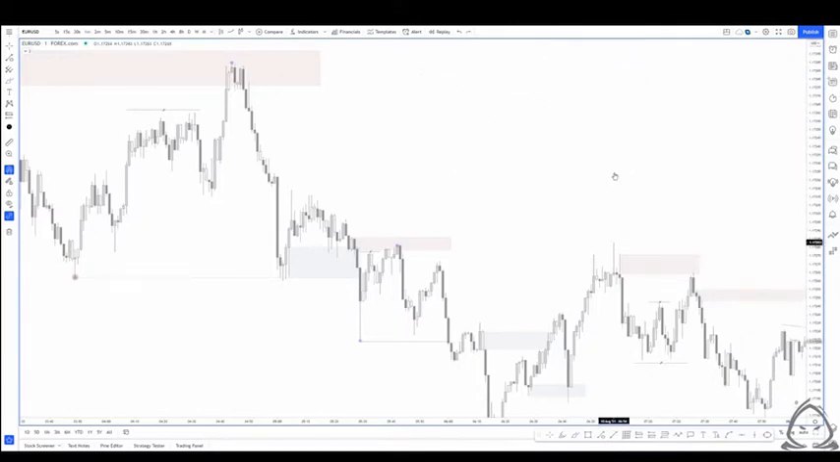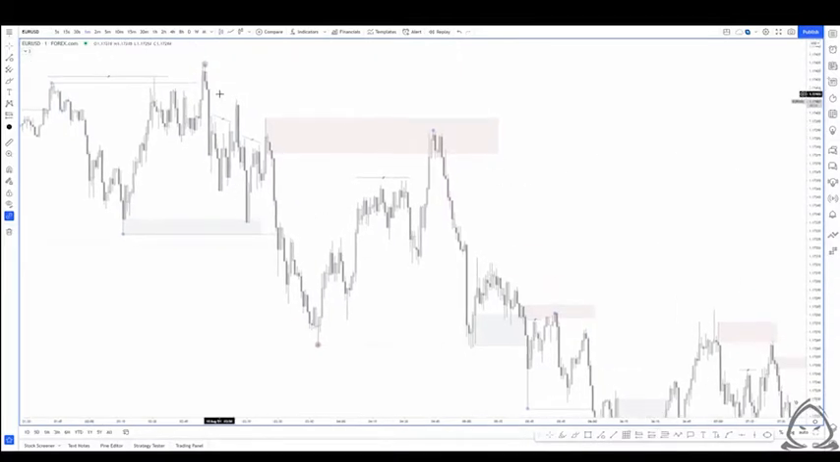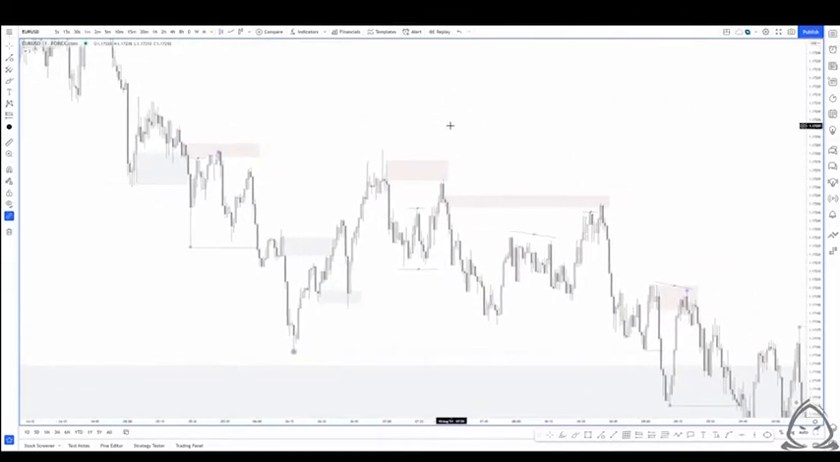So there is a very big difference between inducement and liquidity. In this case, this is inducement right here. We've created equal highs. We've swept those equal highs to tap into the supply zone. Then we continued. Whereas something like this, where we have equal highs, we sweep those equal highs, and then we see the momentum to the downside that creates the supply zone that we'd be looking to trade.